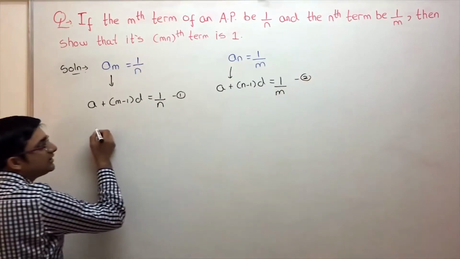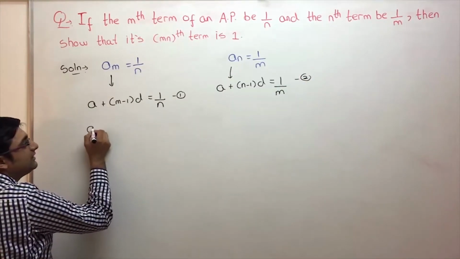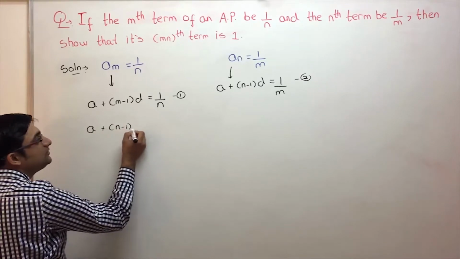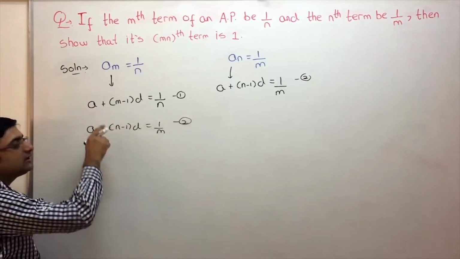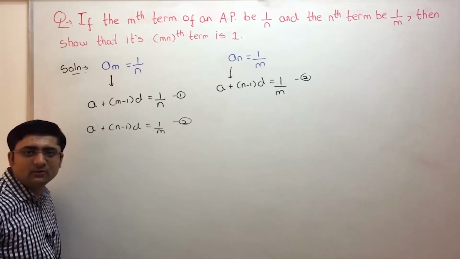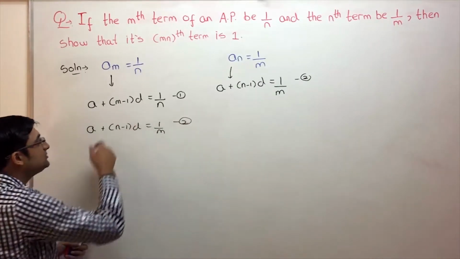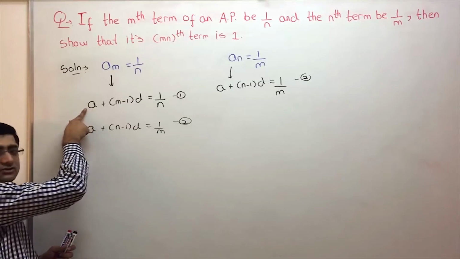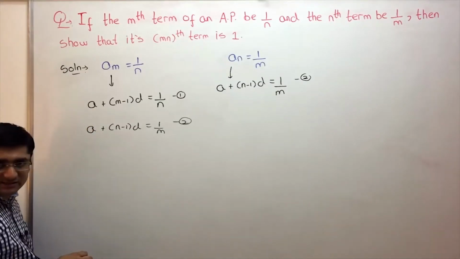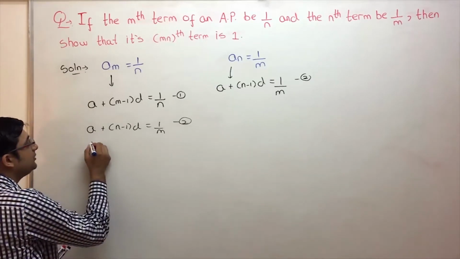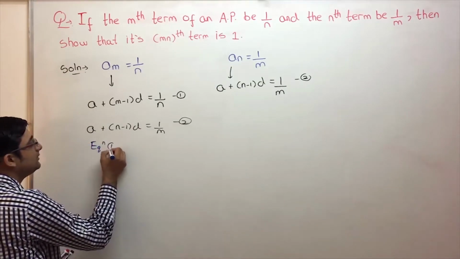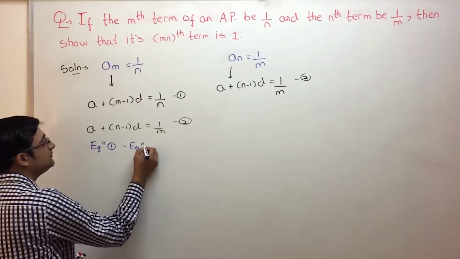So I'll write them one below the other, right? So we have a plus (n minus 1) into d is 1 by m, right? So now we basically have 2 variables over here, a and d. So we basically want to solve for a and d. So how do I solve for a and d? If you observe, the coefficient of a is the same over here. When coefficients are the same, just subtract the 2 equations. So I'll do equation number 1 minus equation number 2.